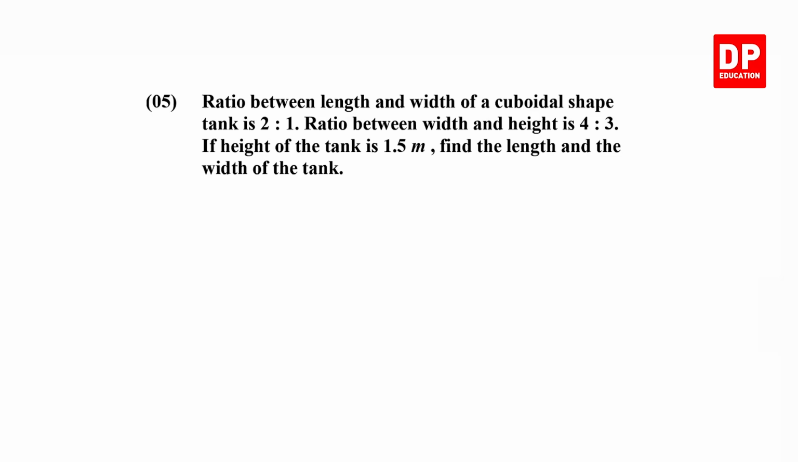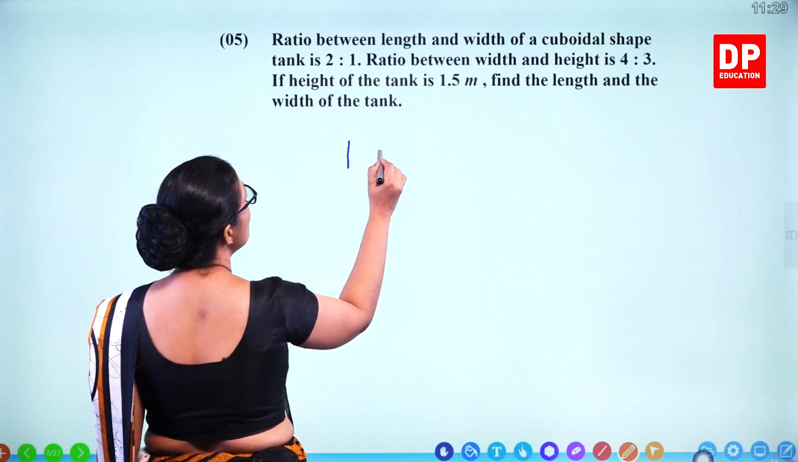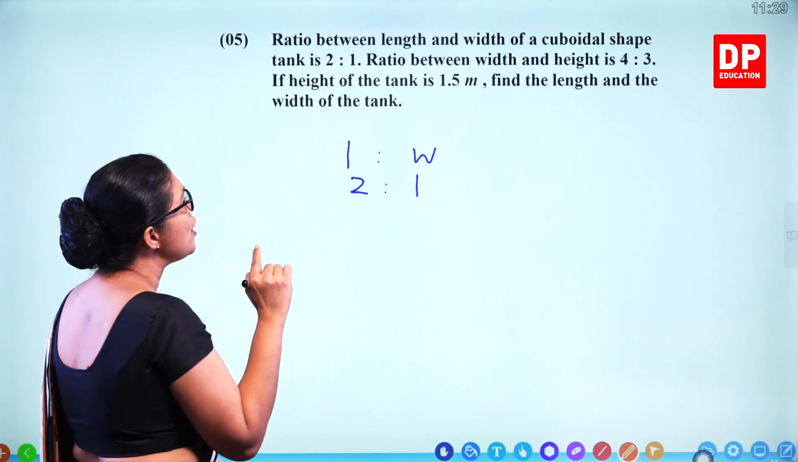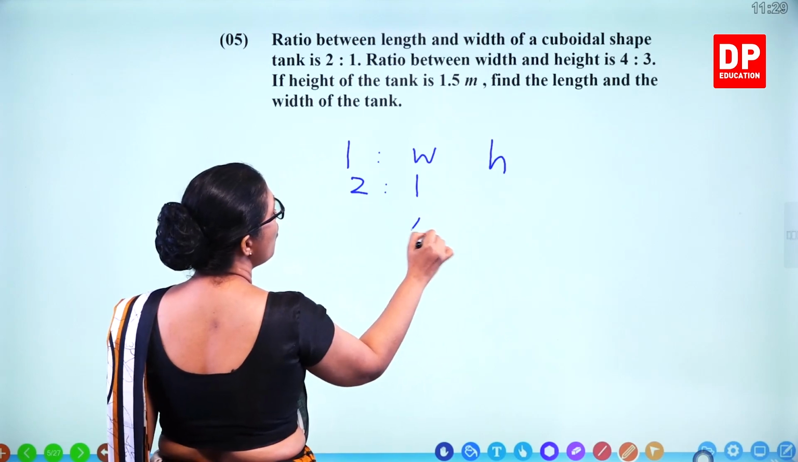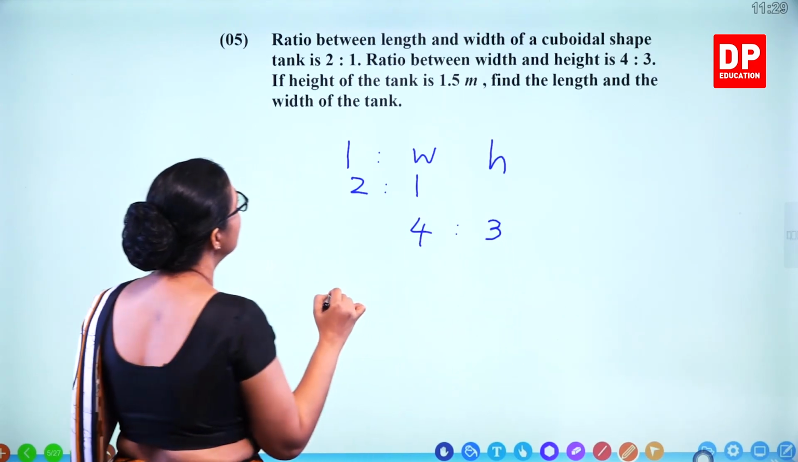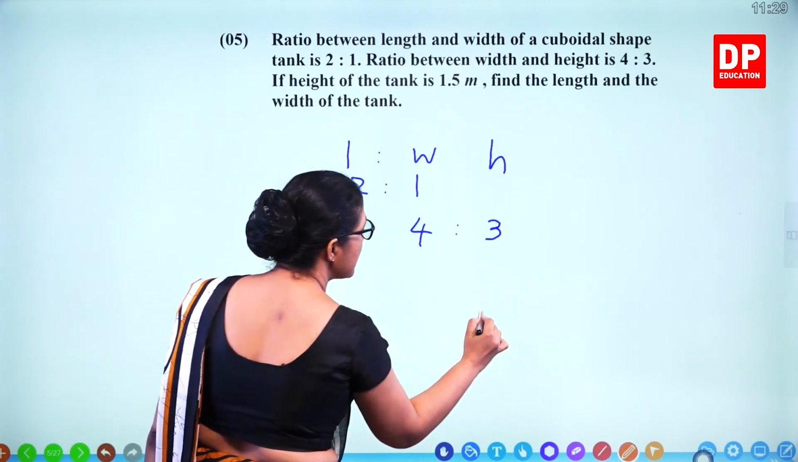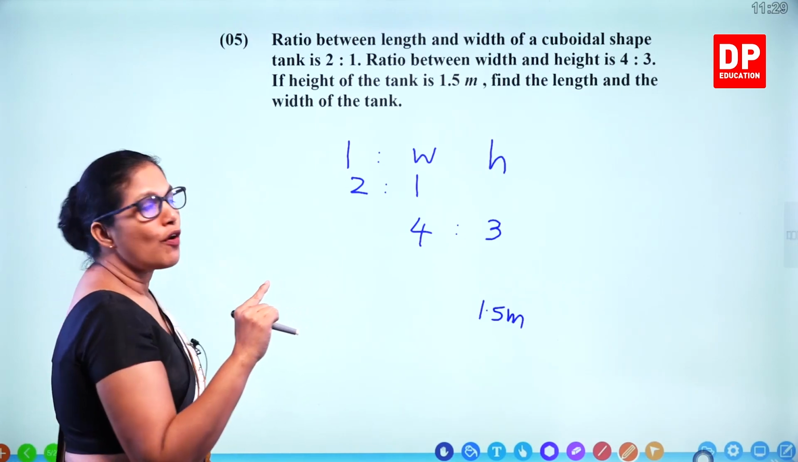Question number 5. The ratio between the length and width of a cuboidal shaped tank is 2 to 1, length to width. The ratio between width and height is 4 to 3. If the height of the tank is 1.5 meters, find the length and the width of the tank.